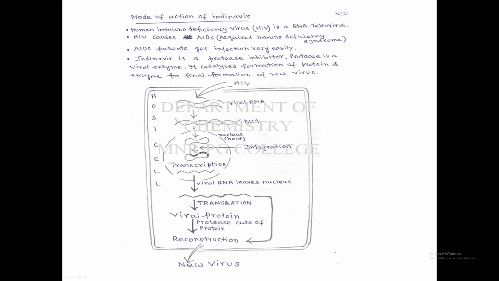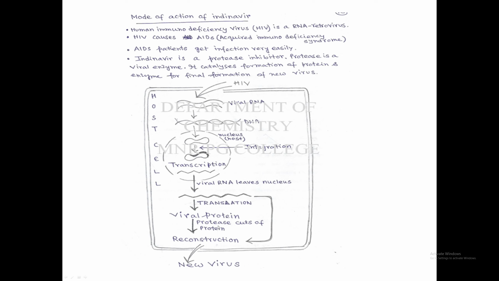Now as soon as this DNA of the virus comes inside the nucleus of the human cell, it will try to integrate, meaning it will try to be associated with the human cell. That dark bold line indicates the integration of the RNA virus with the nucleus of the human cell. Now as it is associated, it will participate in transcription, and then viral RNA will leave the nucleus and come to the cytoplasm of the host cell. After transcription, it will participate in translation and viral protein will be formed.